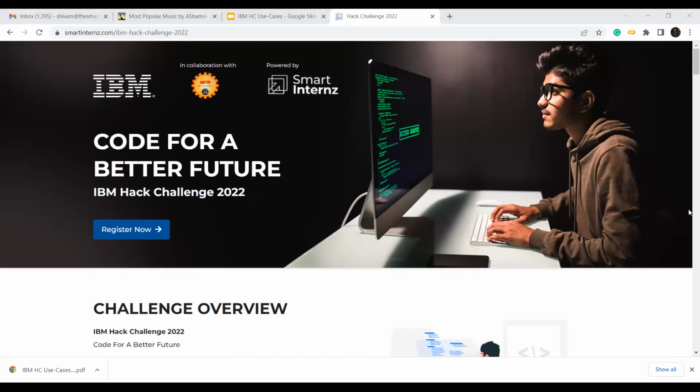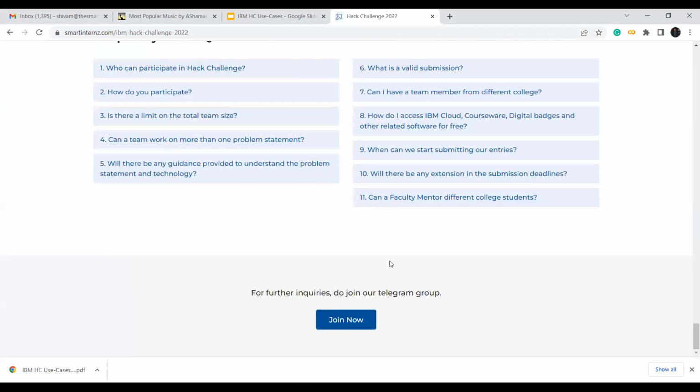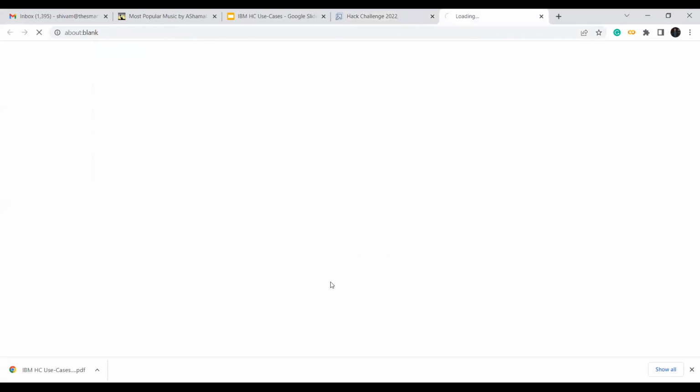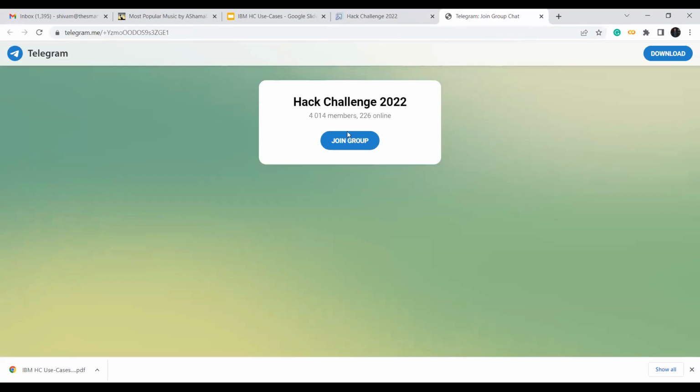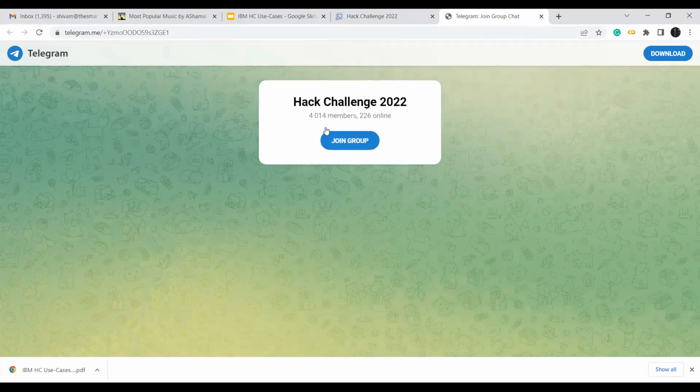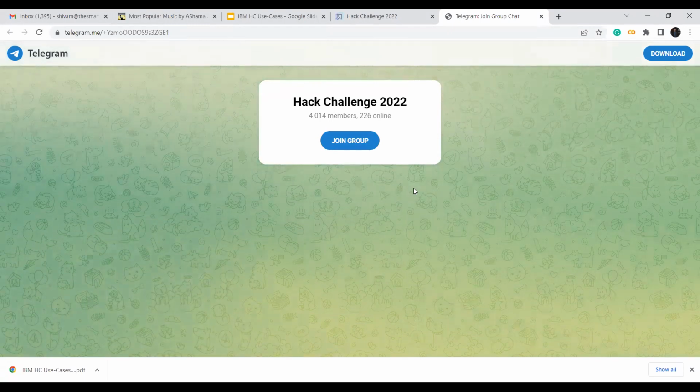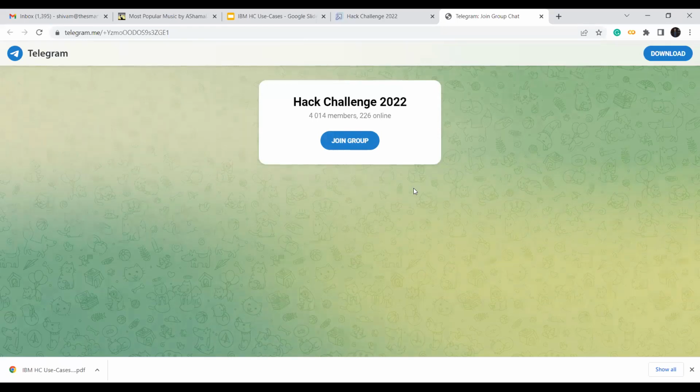If you scroll down, you will get all the information related to the project. If you want to join the Telegram, scroll down to the last for further inquiries. Join now, Telegram group. If you click on that, you will see the Hack Challenge group. Please join the group, and if you have any queries, post them there. For further information, we will update in the Telegram.